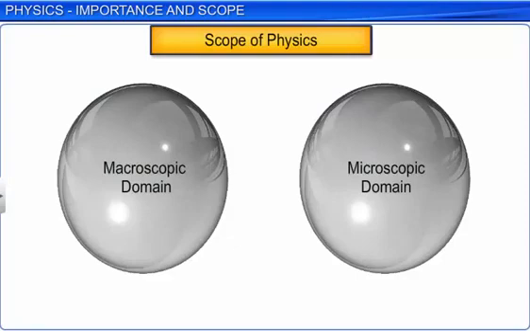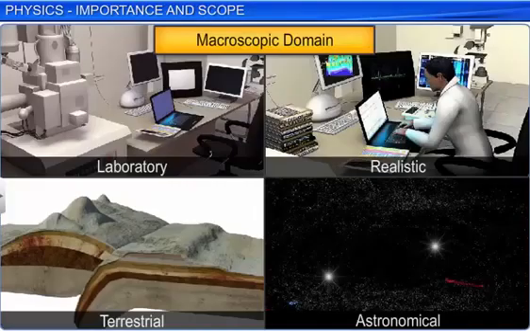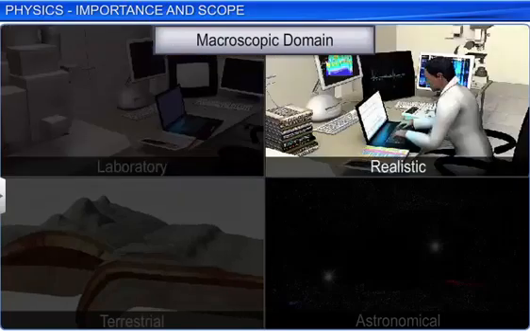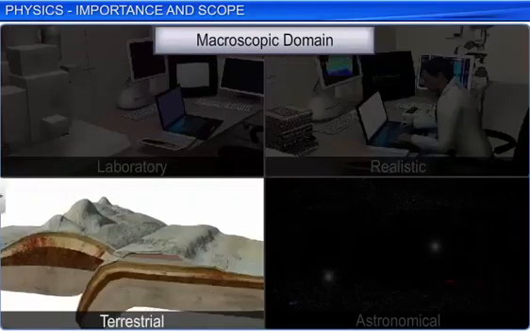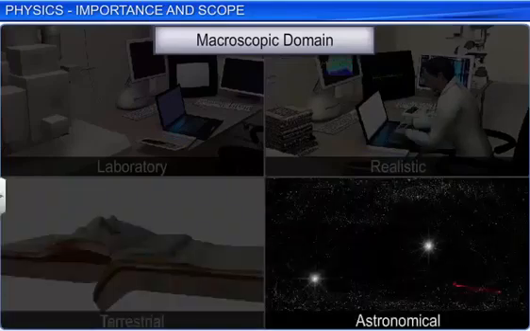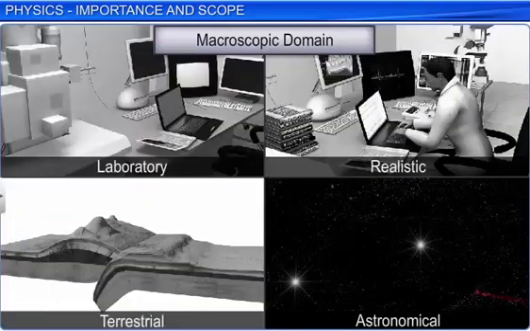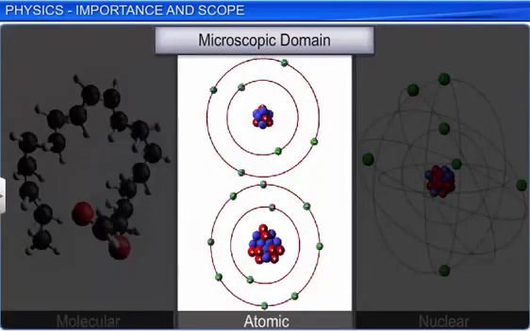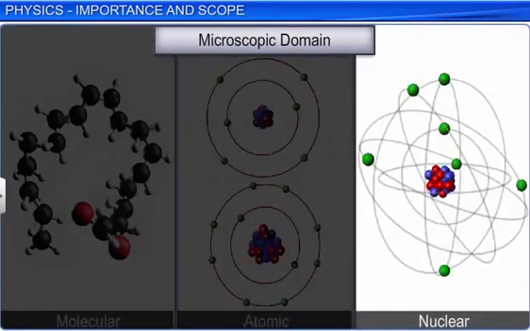The scope of physics can be divided into two major domains, that are macroscopic and microscopic. The macroscopic domain deals with phenomena at laboratory, realistic, terrestrial, and astronomical scale, whereas the microscopic domain deals with molecular, atomic, and nuclear phenomena.